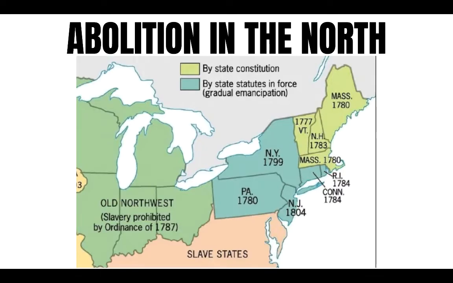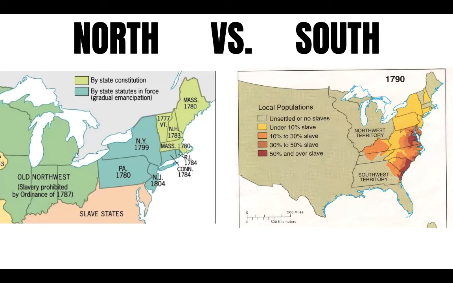As you can see from this map, various states in the North began to gradually abolish slavery. And by 1800, slavery was pretty much gone from most northern states. In contrast, the invention of the cotton gin and southern reliance on cash crops and slave labor will mean that slavery will expand in the South. I wonder if this is going to be a problem.